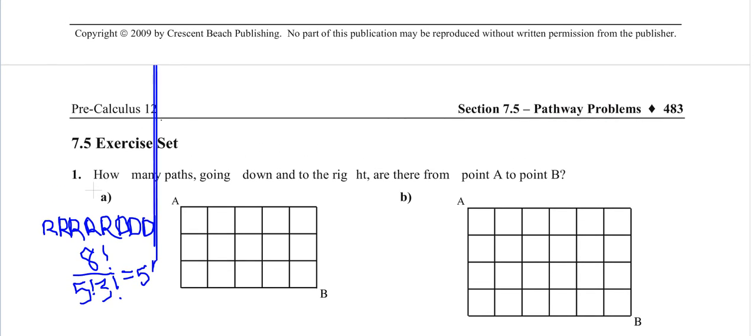Oh, that's strange. 56 different ways to get from point A to B. So that is the old way we used to learn.